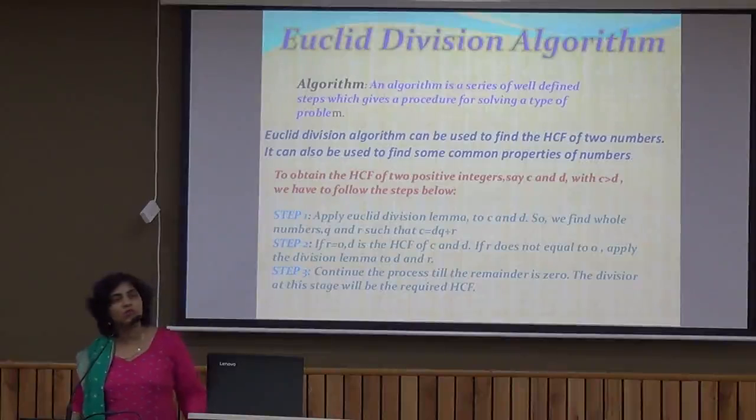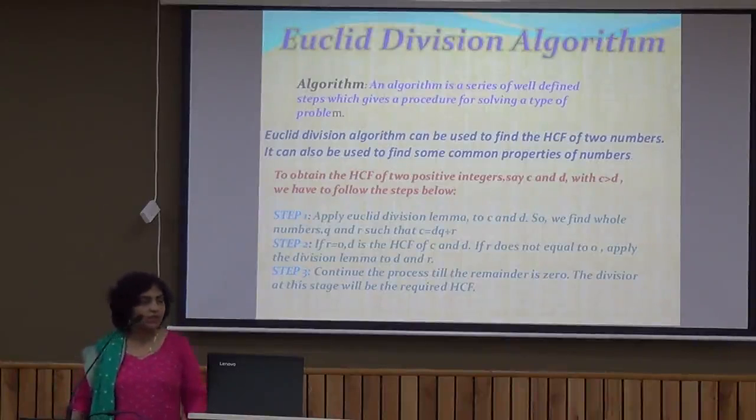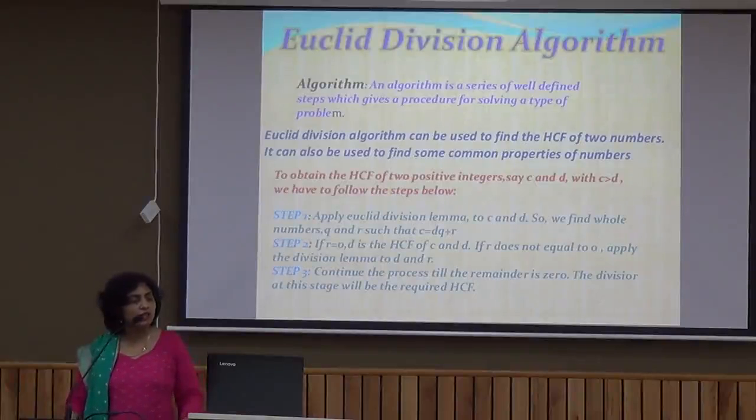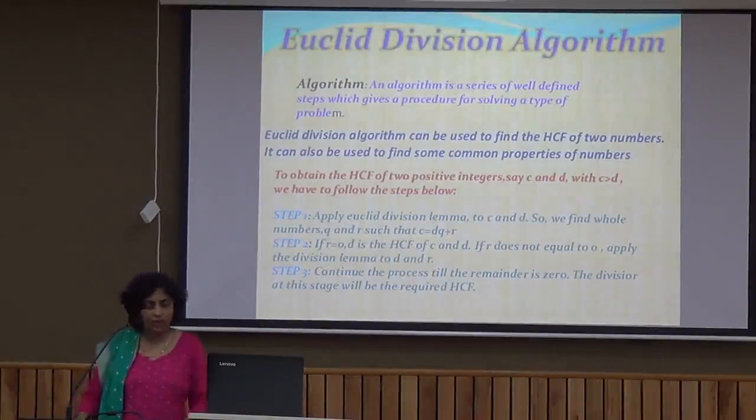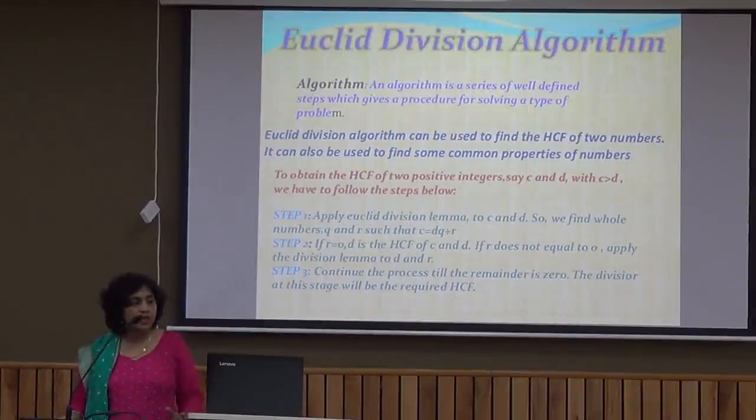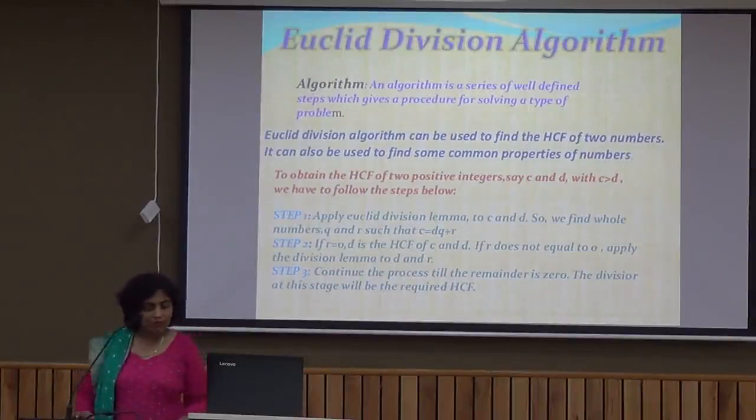Let us take those two numbers as C and D, where C is greater than D. So what are our steps? Step 1 is we apply the lemma on C and D so that we find whole numbers Q and R such that C is equal to DQ plus R. Now if R is 0, then D is the HCF of C and D.